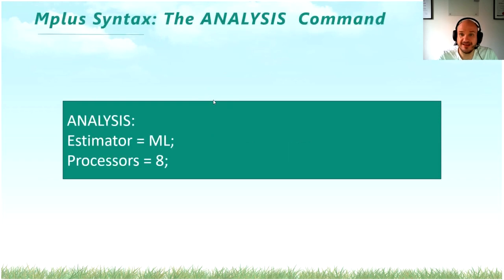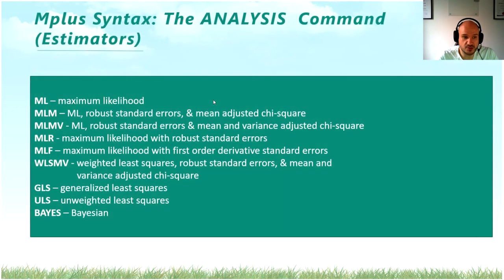So in the analysis command, this helps us to specify what type of analysis we're going to utilize. For our purposes, it's going to be straightforward. We have our estimator, which is in this case the maximum likelihood estimator. That assumes that data is normally distributed, and we estimate the amount of processes that your computer has. So if you don't know how many processes your computer has, just leave it out and it will utilize all of them.